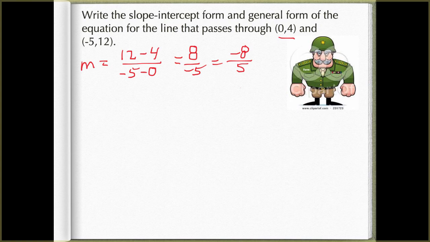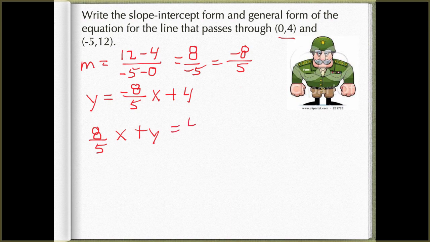Now we have our slope. We have a y-intercept, and we have y equals negative 8/5 x plus 4. So this is our slope-intercept form. Well, it says to write it in general form, so we need to rewrite this so the y's and the x's are on one side and equal to a number. So we're going to move this over. We get 8/5 x plus y equals 4.